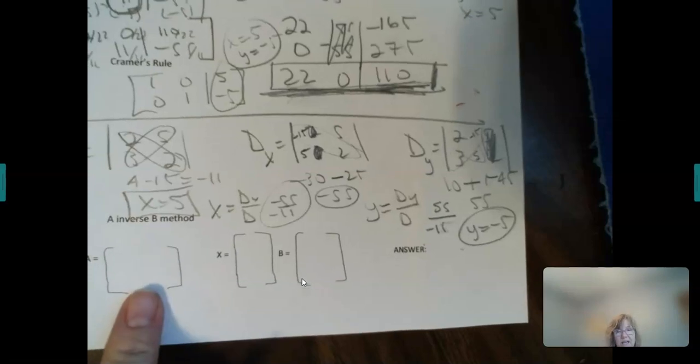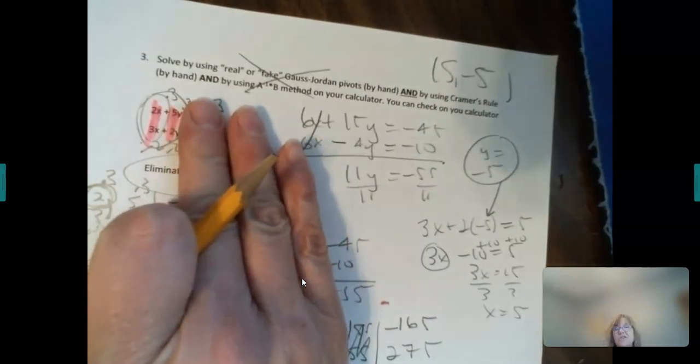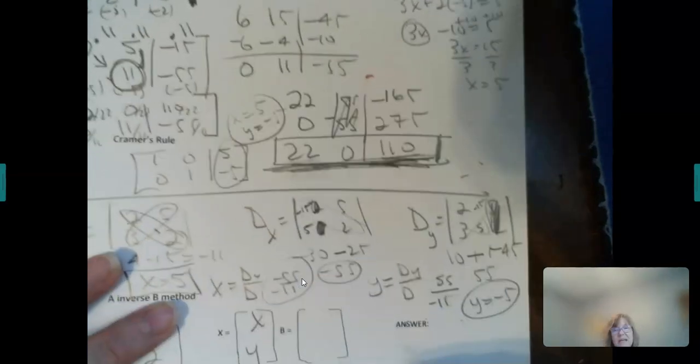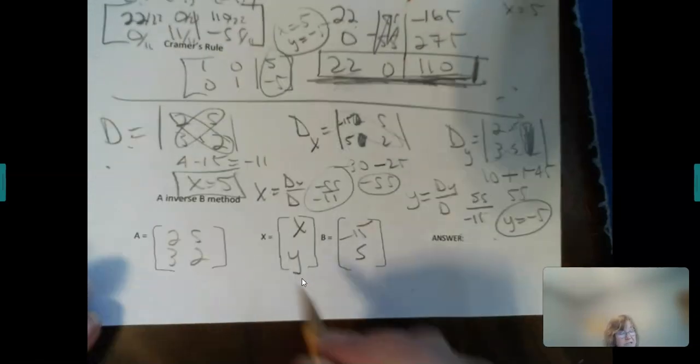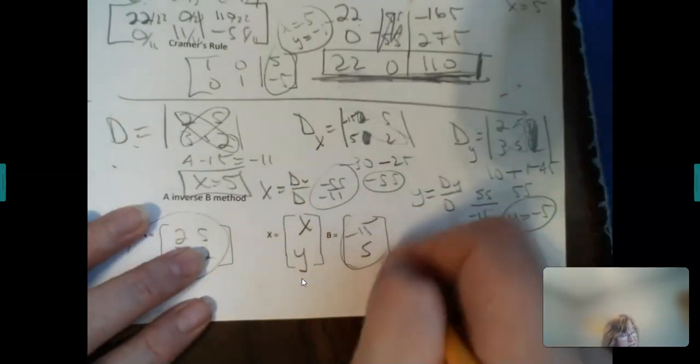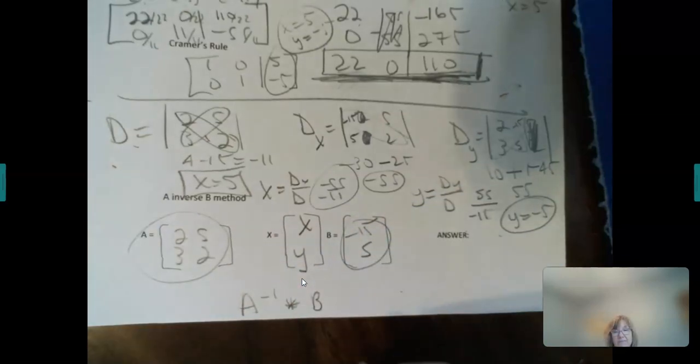All right. The last one, the A inverse B method. This is my least favorite of all methods. A is just the coefficients from the beginning, so 2, 5, 3, 2. X is just your variables, x and y. That's your variable matrix. B is your answer matrix, negative 15 and 5. And then on a calculator, on Desmos, you edit A, edit B, and you just do A inverse times B.